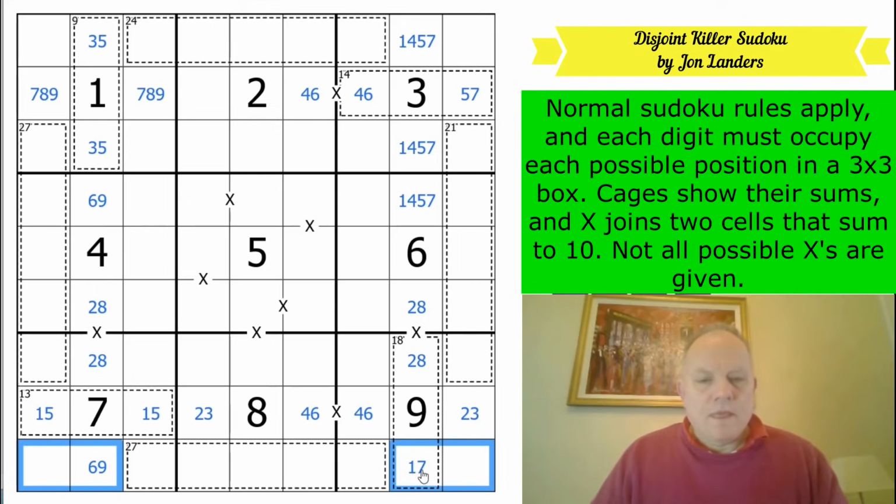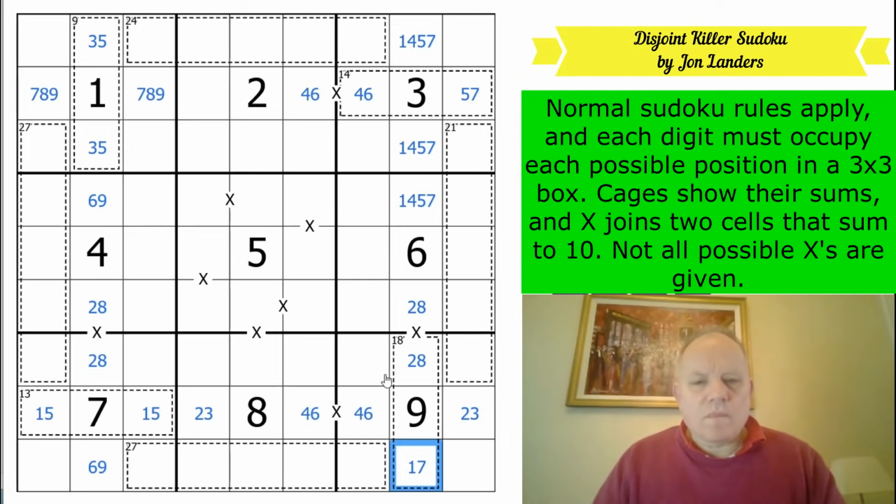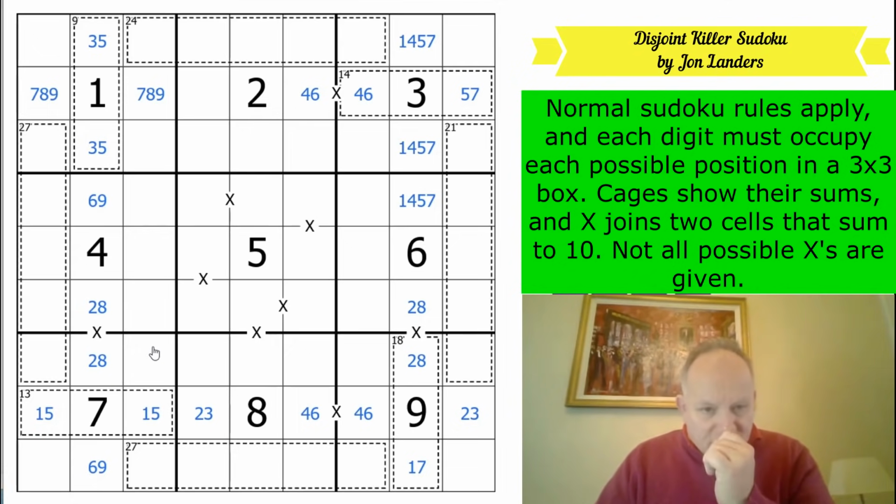Now, that is going to mean that if this was a 7, this can't be a 9. In fact, can it even be a 6? 27, 34, 40. Yes, it can. Okay. Three, 4. Tricky. I just need to have a bit more of a think about this, actually.